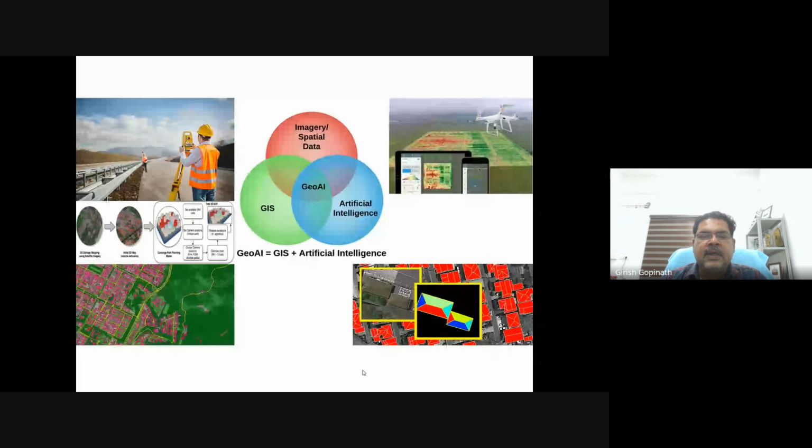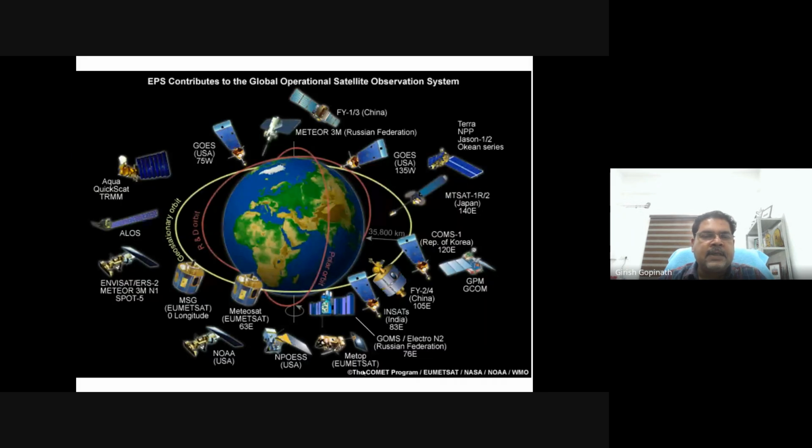The thing is that the data set is very important. Based on your data sets, your output will look a certain way. That is why AI and machine learning will play an important role in any sector of our life. So these are some of the satellites.